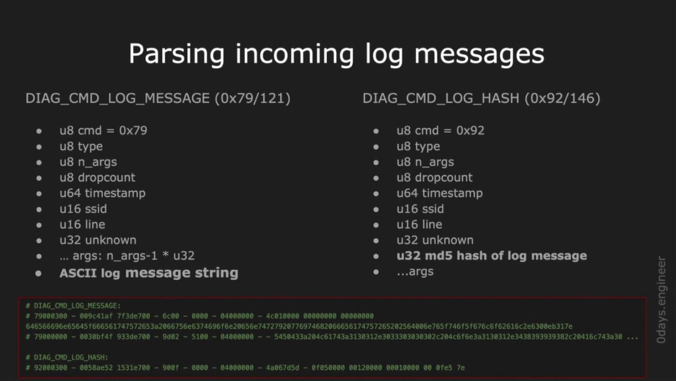And finally, after that, there is either an ASCII encoded log string in plain text or a hash of the log string. And optionally, there may be some arguments included. Though in case of the first legacy command, the arguments are included before the log message, and in case of the second command, they are included after the MD5 hash of the log message, at least in my version of this implementation.